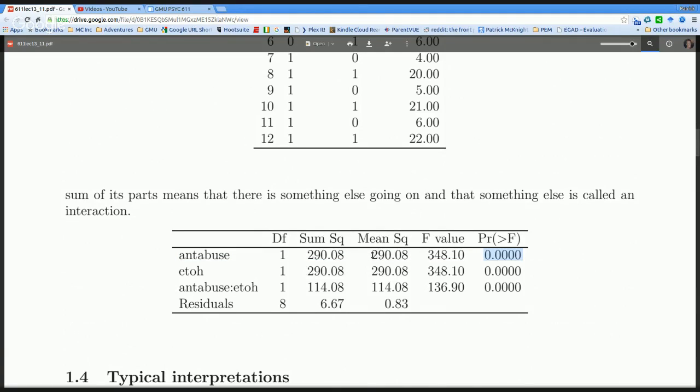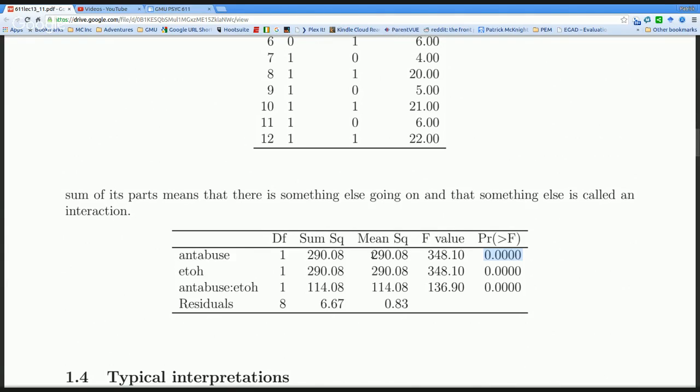There's sufficient variability between the groups, that is, the Antabuse group compared to the no Antabuse group, in comparison to the noise, the signal over the noise. So the F is the signal over the noise. If you take 290.08 and divide it by the noise, 0.83, you'll get a rather large number, 348.10. Similarly, for alcohol effects, you'll get the same effect.